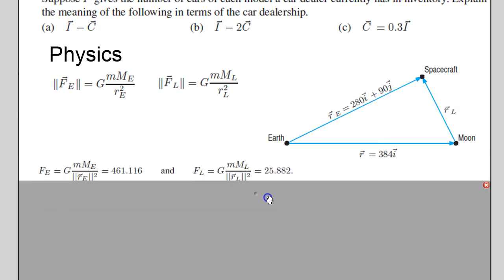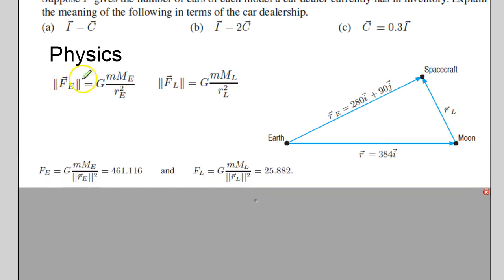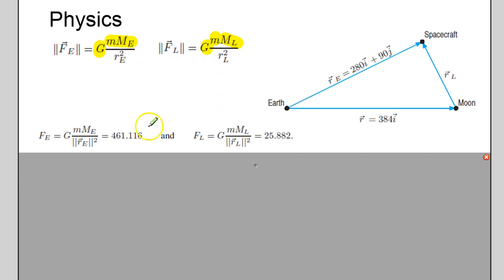Another situation. If I want to find the force that the Earth applies on the moon, and I'm not a physics person, or the force that the moon applies, then we can use this physics formula. The constants are G, M, and E: G, and M, the mass of the moon, and the mass of the Earth, divided by R squared over E, which represents the distance from the Earth to the moon. Really, that's the magnitude of a vector squared.